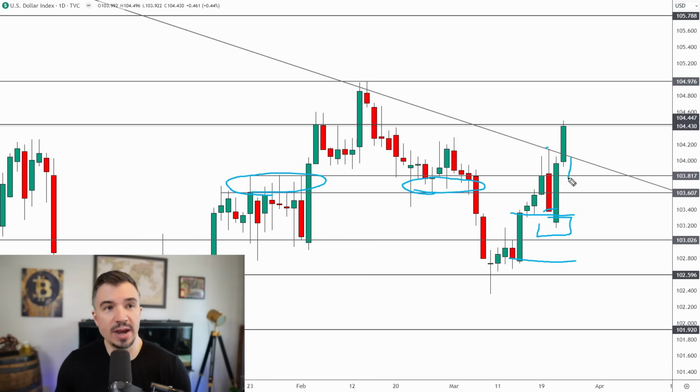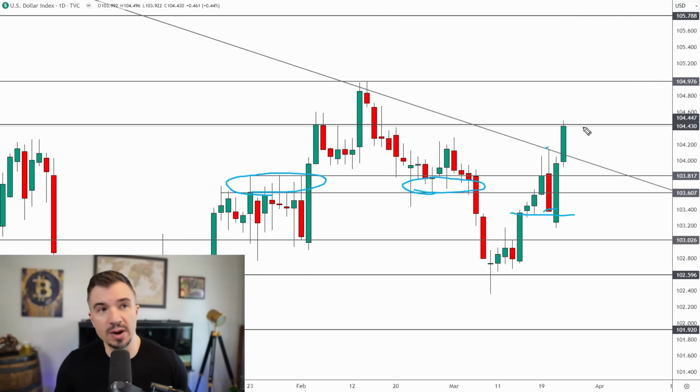So this area down here, 103.8 to 104, is going to be support for the DXY. Of course, we have 104.45 being resistance for the DXY. So this is your range right here to start the week. And if we do get a sustained break above the 104.45 level, then we're looking at a move toward 105 and the 106 region. So that's what I'm looking for in the week ahead.